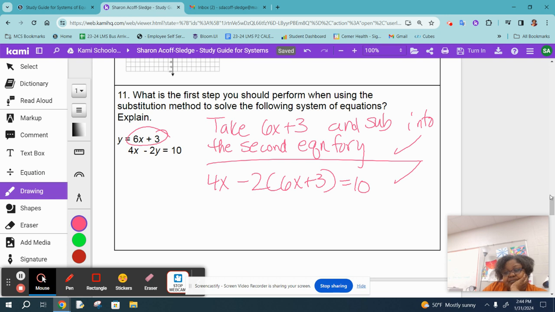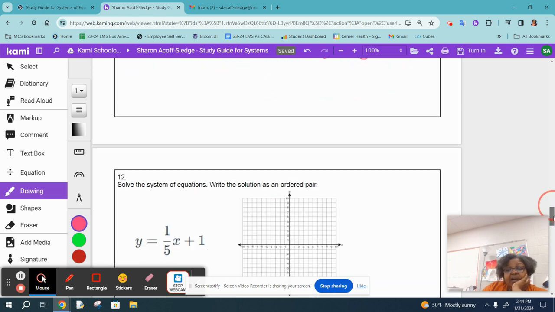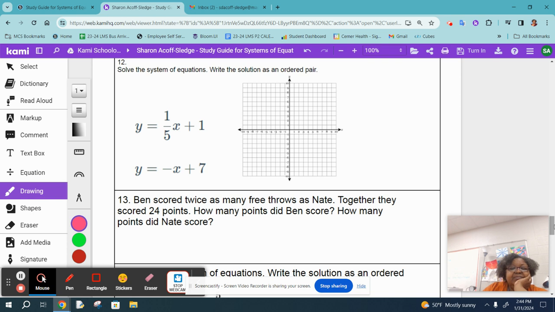Okay. Now, if you're not good with words, do the equation, all right? If you're not good with equations, do the word. Solve the system of equations and write the solution as an ordered pair. I'm just looking to see how many dots I need to do. So here, the y-intercept is 1, and my slope is 1 over 5. So I'm going to go up 1 and over 1, 2, 3, 4, 5.